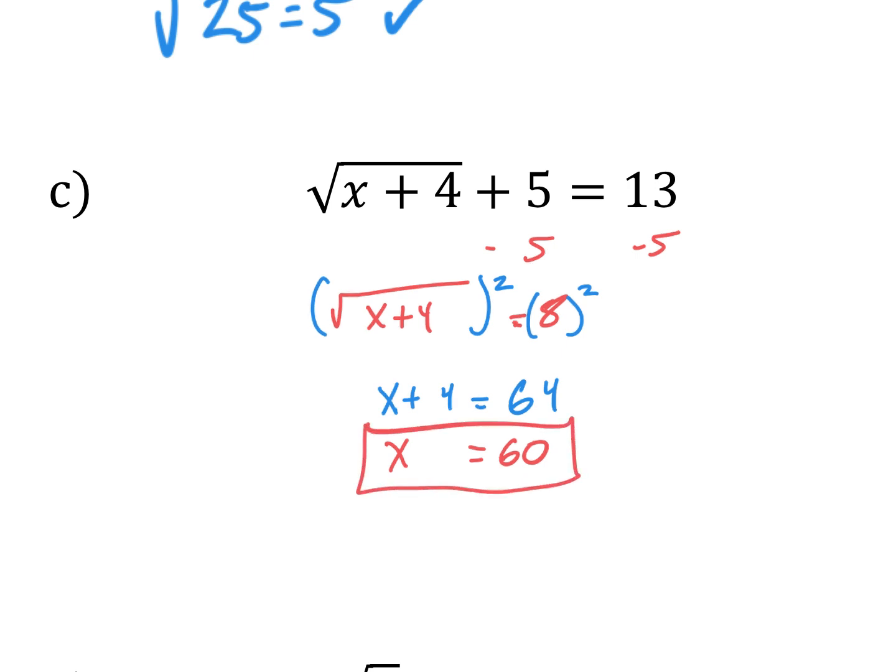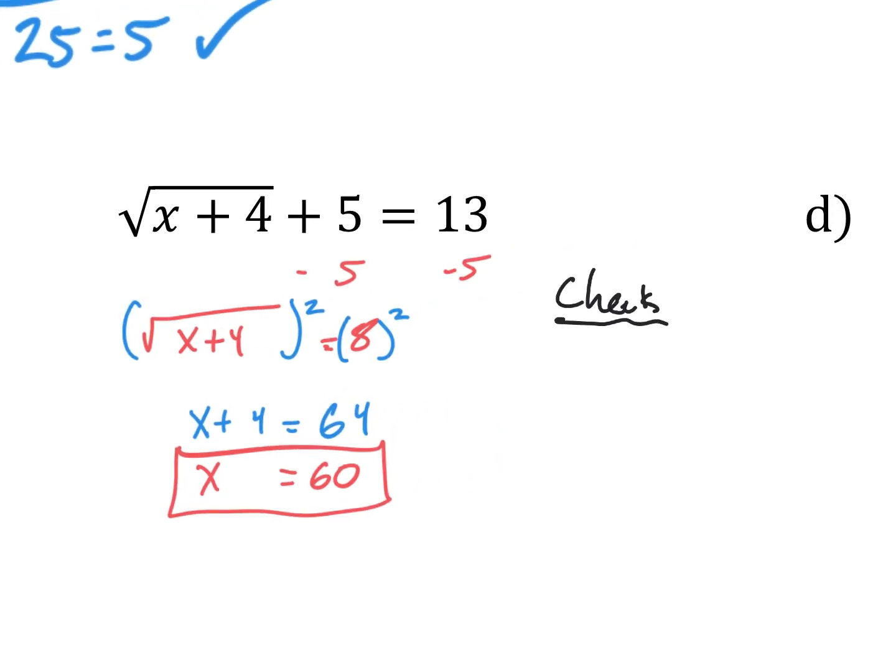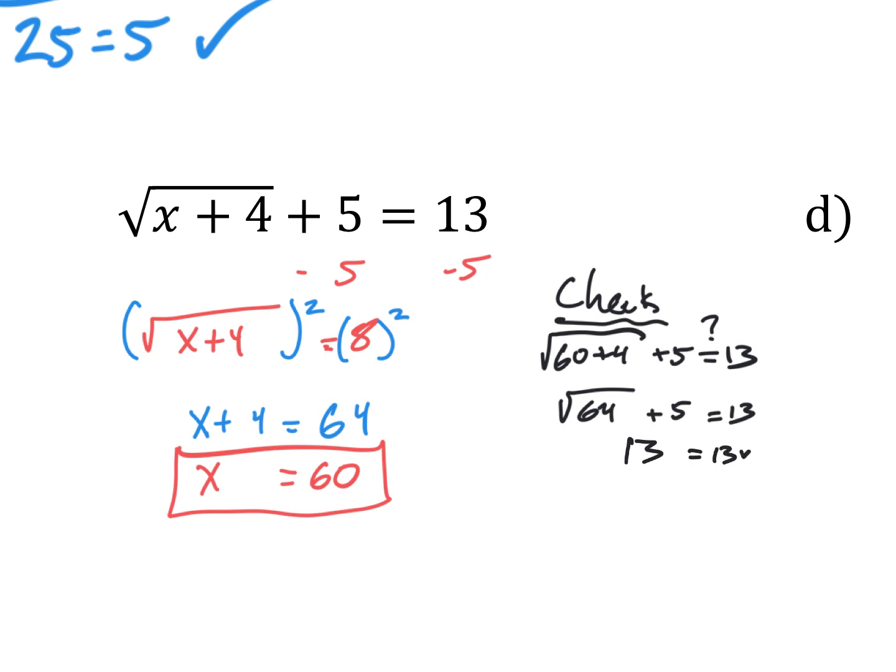So now let's check that out. We're going to plug in 60 for every x, which just shows up in one place here. And we'll see if it comes out to be a true equation. Is that true? Well, there's the square root of 64 plus 5 equal to 13. That's going to be 8 plus 5, which, yes, indeed, is 13 on the left, and 13 on the right. So that's equal.